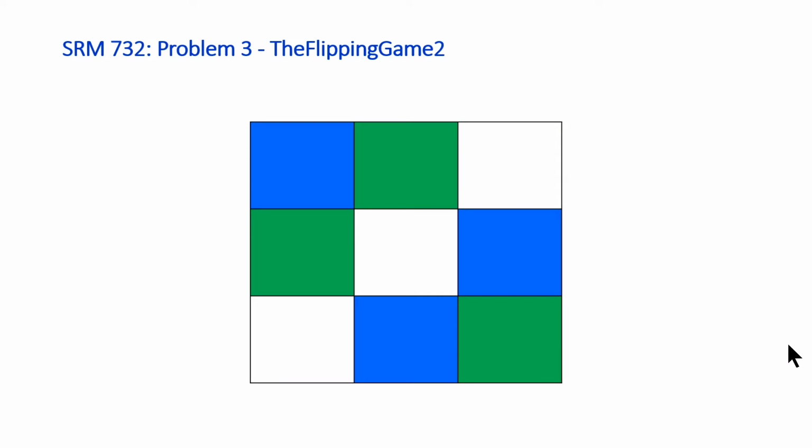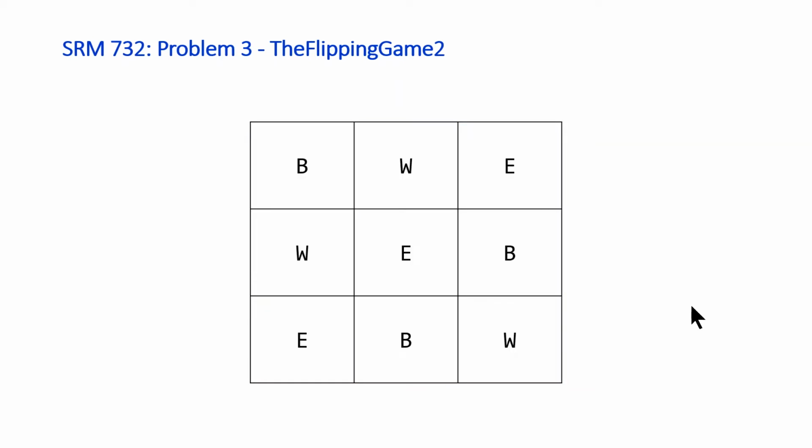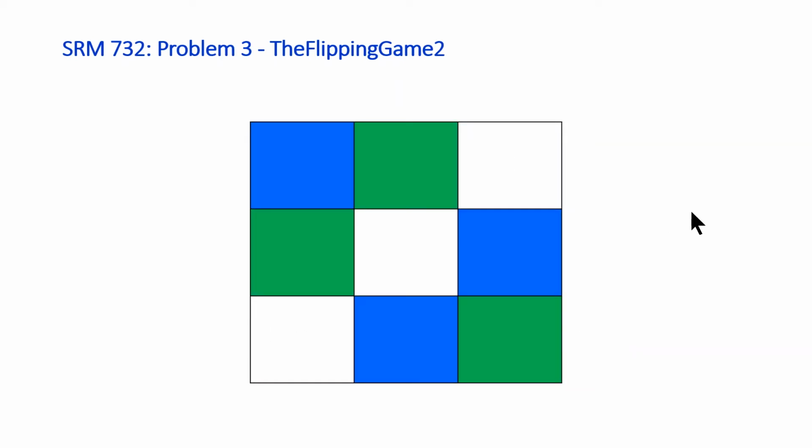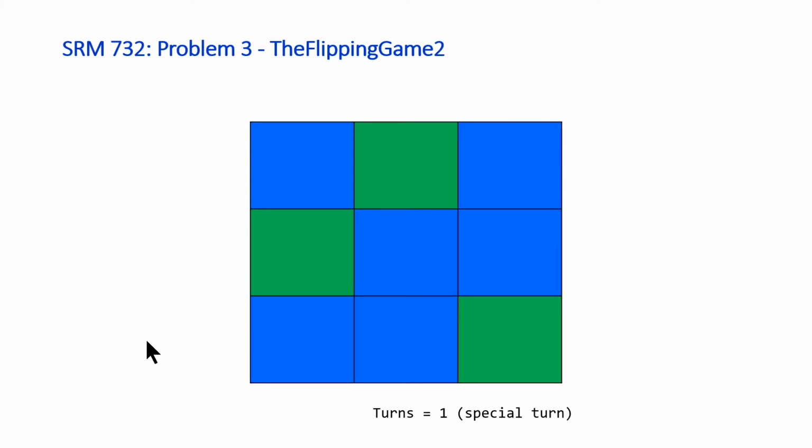In our example, black and white doesn't really work well to show the empty, so we're going to use blue and green. So this is a colorful representation of the board that we're given here. And in this example, on our first turn, we are going to fill the empty tiles with their blue side facing up. So this gives us one turn.